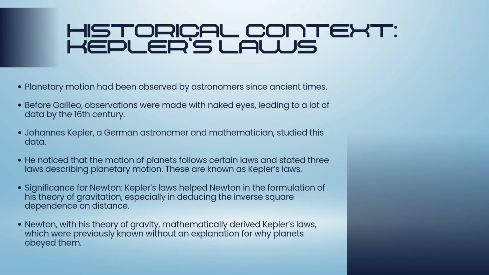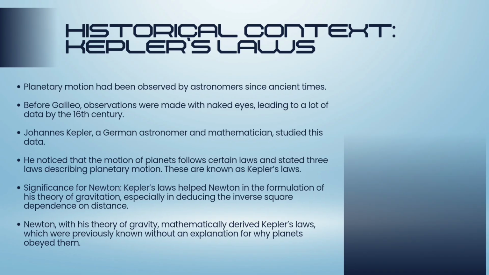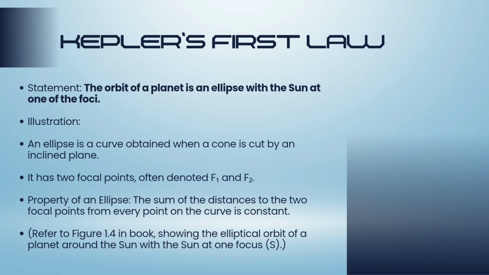Before Newton, Johannes Kepler studied planetary motion. By analyzing astronomical data, he discovered 3 laws describing how planets move. These laws helped Newton understand and mathematically explain the law of gravitation. Kepler's first law says that planets move in elliptical orbits, not perfect circles, with the Sun at one focus. An ellipse has 2 foci, and the planet's distance from the Sun varies as it moves along its path.